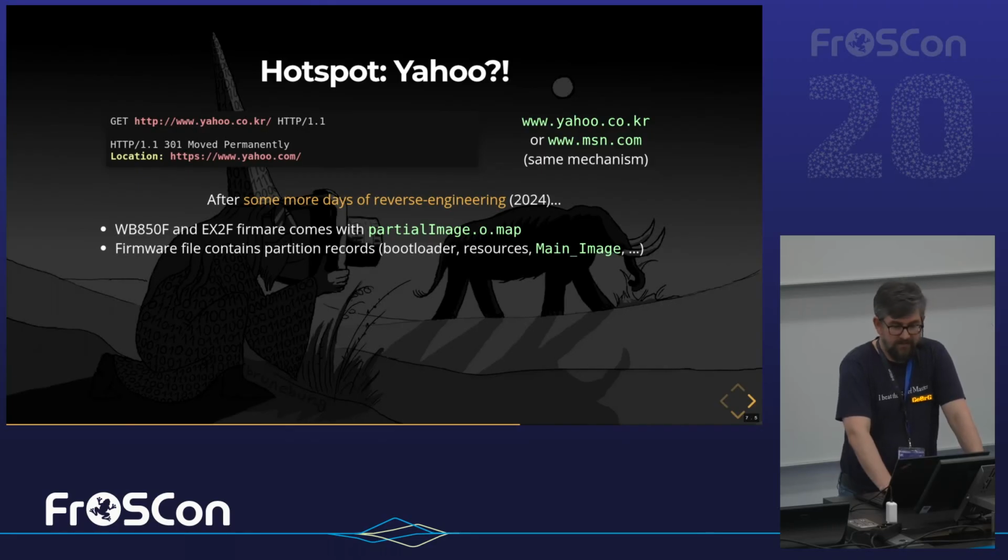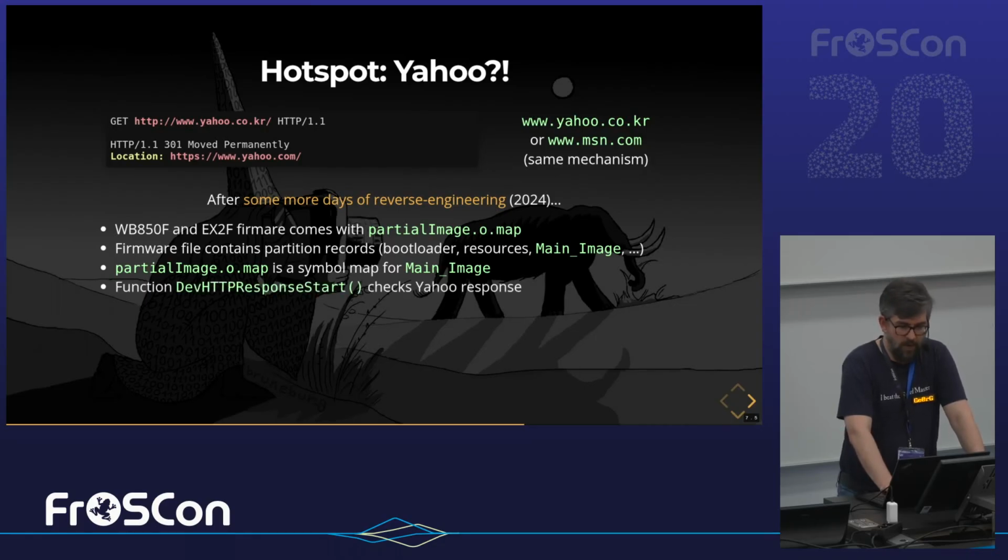And the firmware file itself has some kind of a partition record with a bootloader, some resources, and a file called main image. And surprisingly, the partial image map is a symbol map for the main image. So the main image is a firmware file, and the symbol map tells us which function is at which address in this firmware file. So this is actually a treasure trove for a reverse engineer. I think there were like 70,000 different function names, but we are only looking for one that has to do with Yahoo, and it was def HTTP response start.